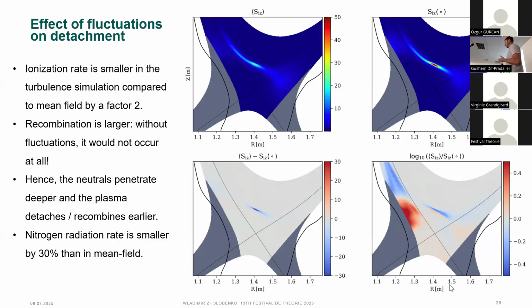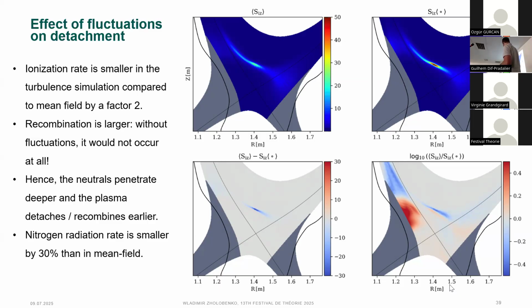And also, without the fluctuations, we would not have any recombination in the GRILLIX simulations because the average temperature stays above 1 electron volt. However, the fluctuations fall below. So we have less ionization and more recombination, and this allows in total for higher neutral densities and easier detachment.